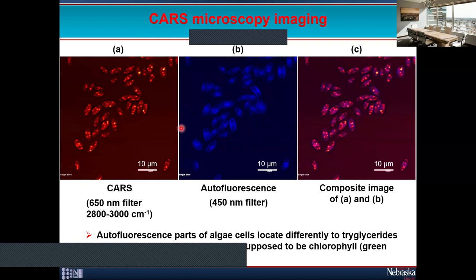And because it's chemical information, we can filter different wavelengths and look at different types of chemistry. So this is a lipid, and this is chlorophyll. Chlorophyll is kind of a greenish star in the algae cells. That was the first example where we succeeded in using CARS imaging to address a biological problem.